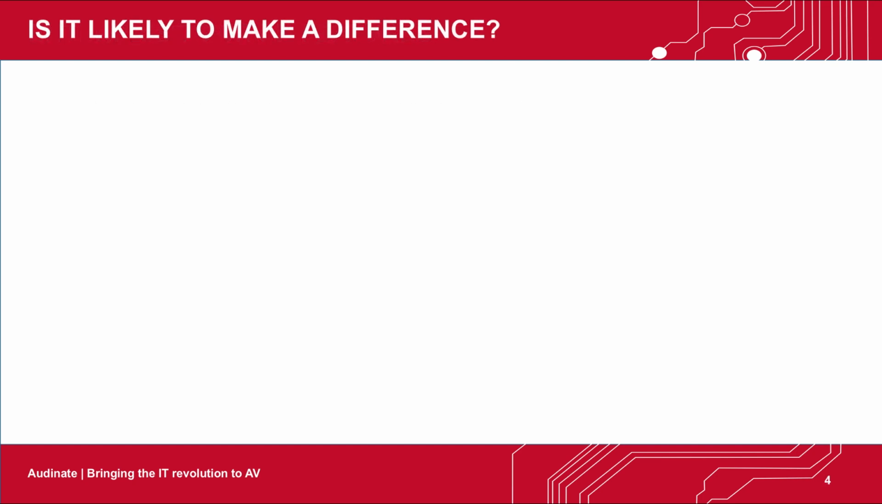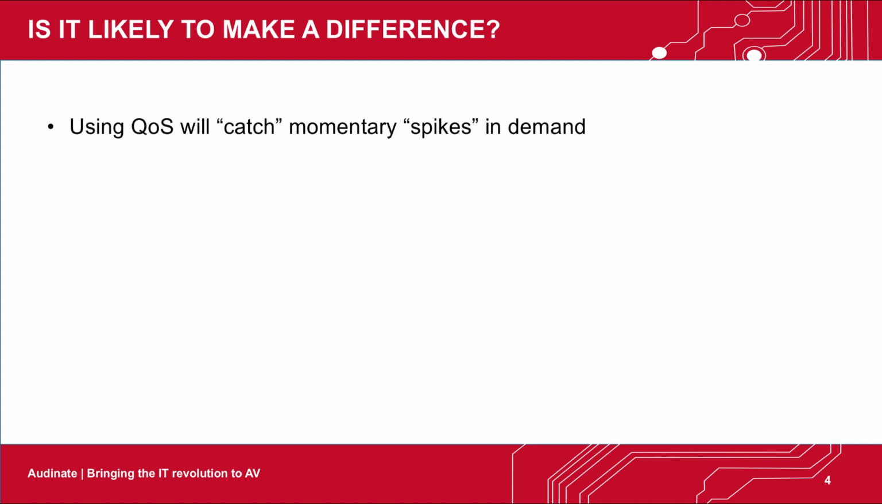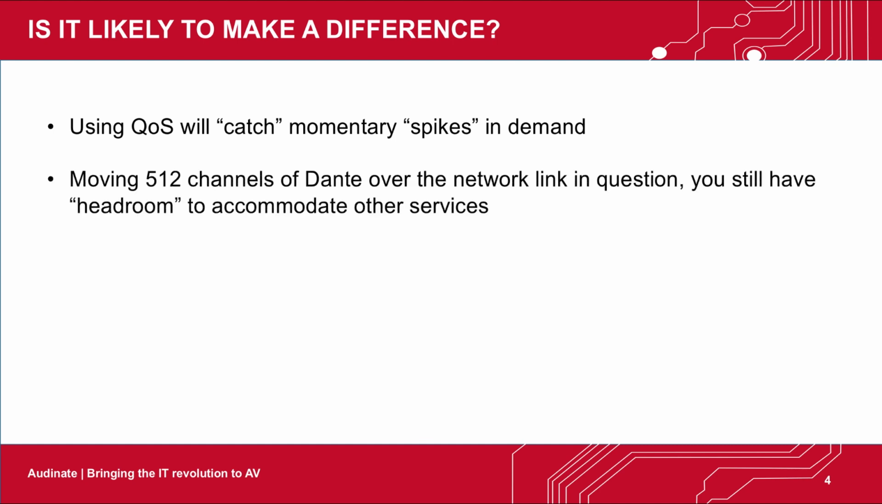So, the question is, is QoS likely to make a difference? QoS can certainly help catch momentary spikes in demand and protect PTP. So if somebody creates a flood of traffic and floods a whole bunch of multicast, then it can help to protect, and that's a worthwhile thing. If you're moving 512 channels of Dante over the network link in question, you're moving about 700 to 750 megabits down that link. That still leaves you with a lot of headroom to accommodate other services down that link.